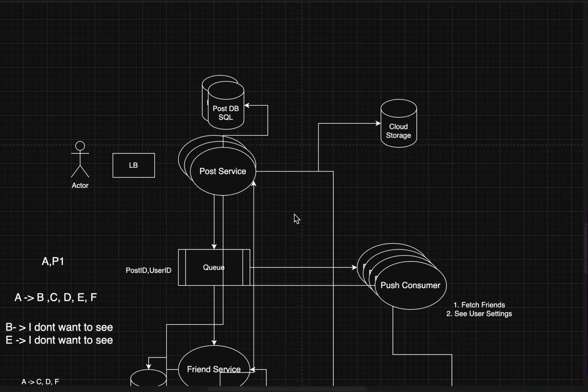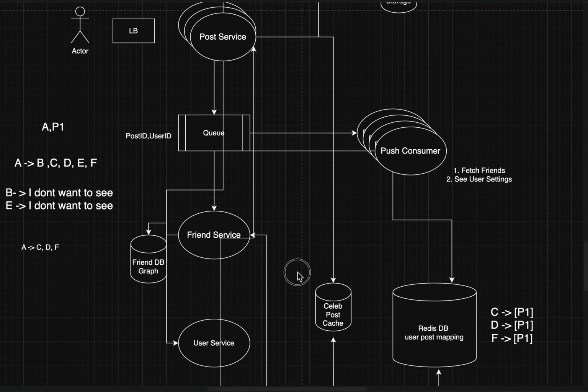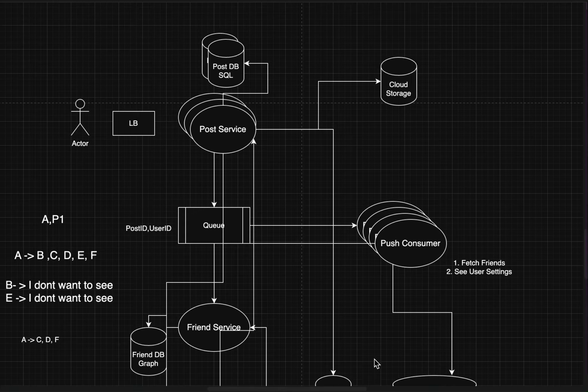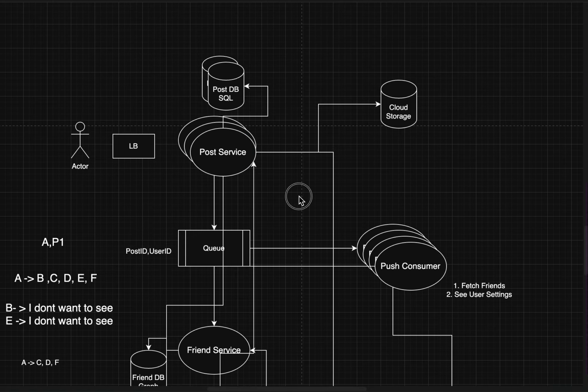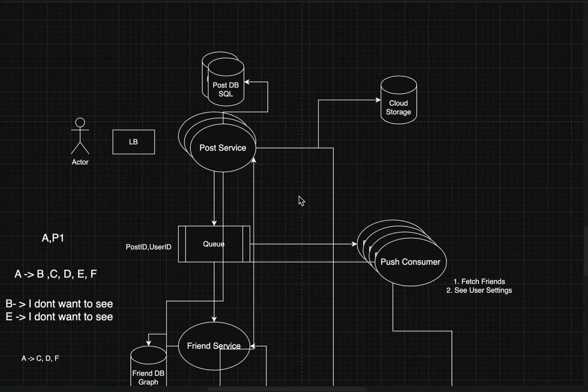What else we can do is, we can have different tiers of celebrity. If it is a very famous celebrity, let's suppose Virat Kohli, then most of the people in India will be requesting to see posts of Virat Kohli. That is very obvious. So for that kind of celebrity, we can maintain some cache where we can have the celebrity ID or user ID and the post. Otherwise, this post service won't do anything for the pull model.